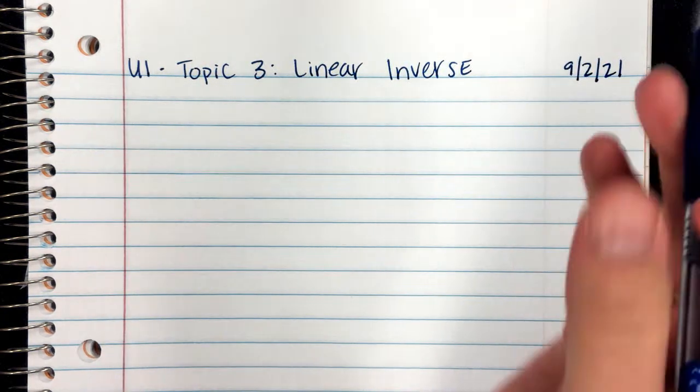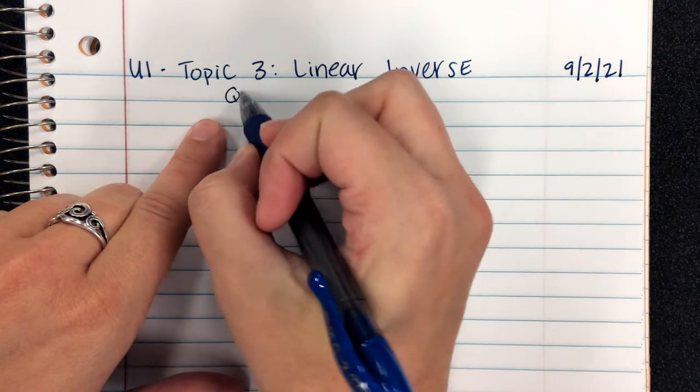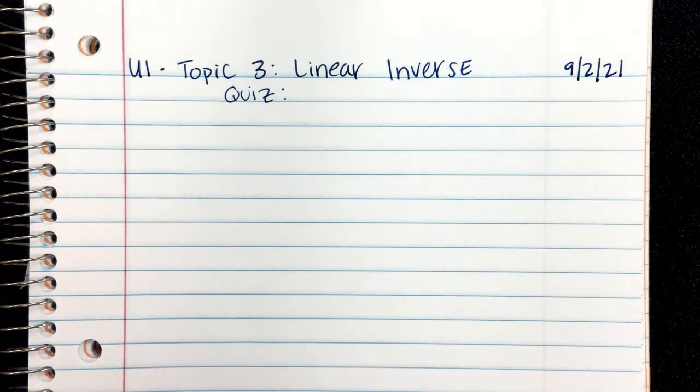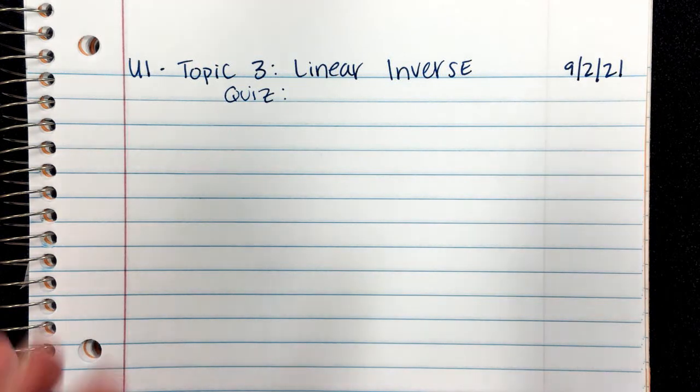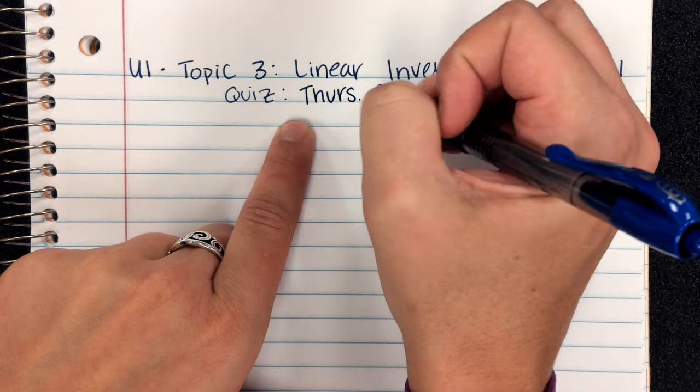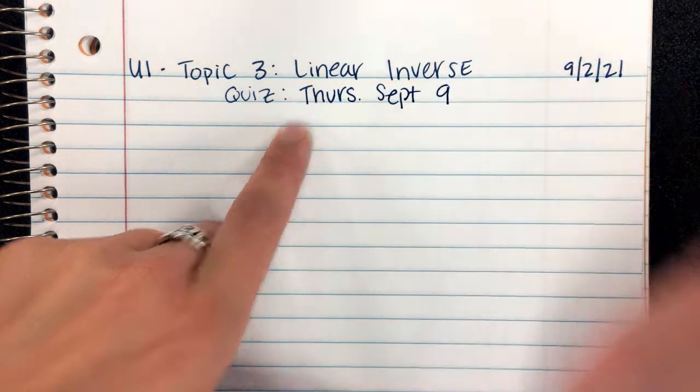Yesterday, I hope you're listening. Yesterday, I made a mistake. I told you your quiz was on September 8th. It's actually the next day, September 9th. Okay? So, if you write stuff in an agenda or a planner, make sure you change it to September 9th.